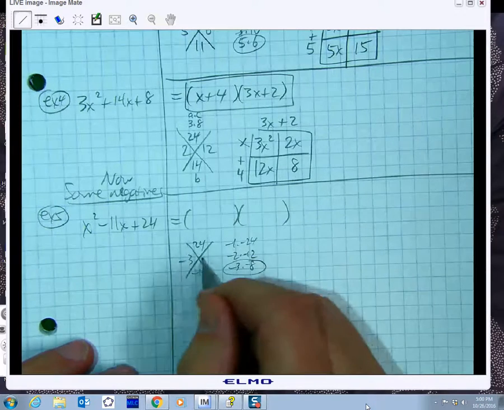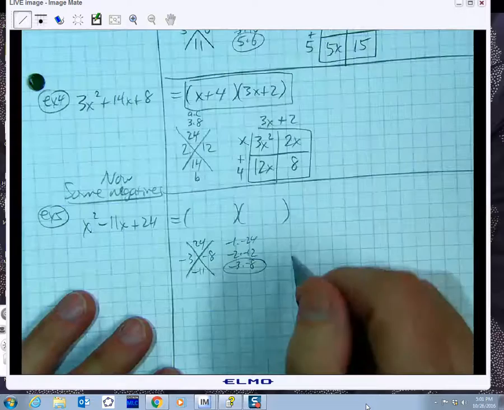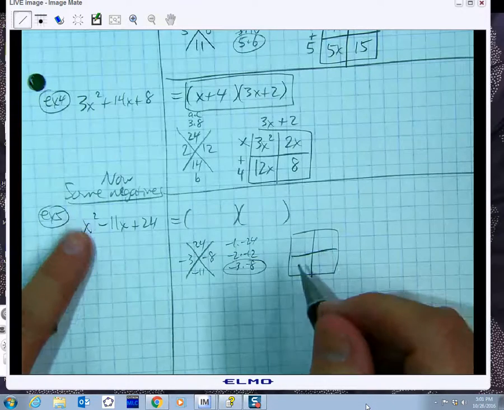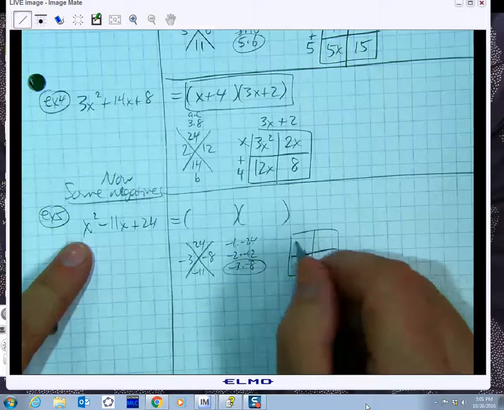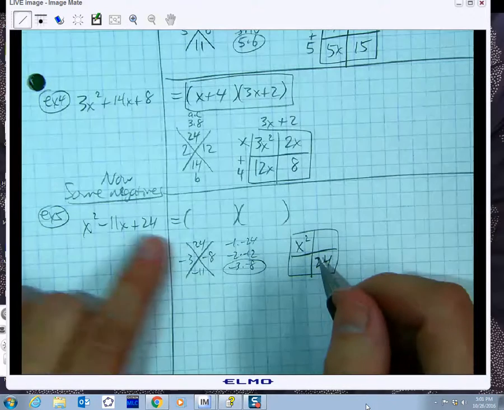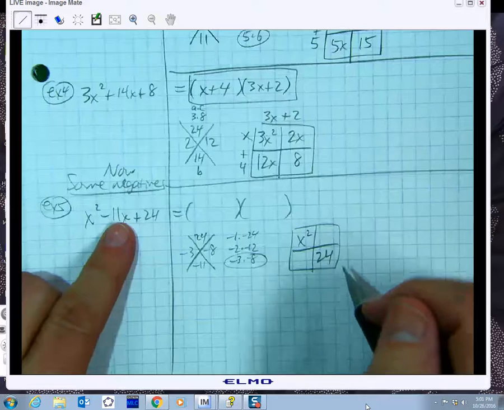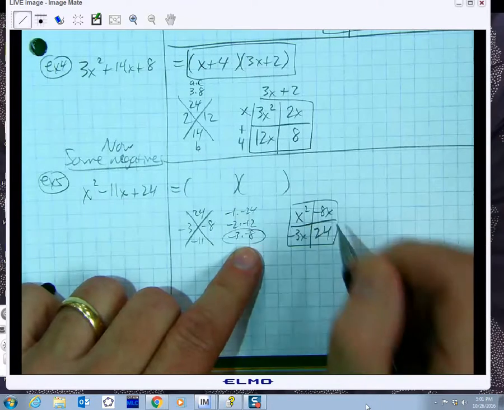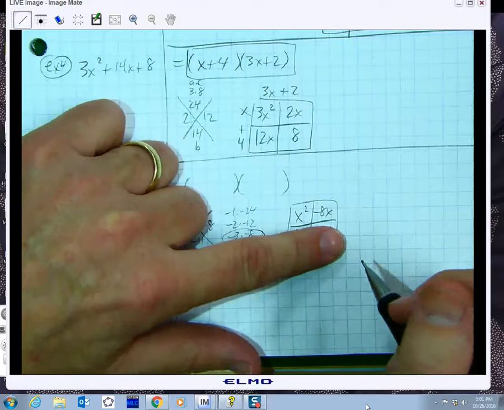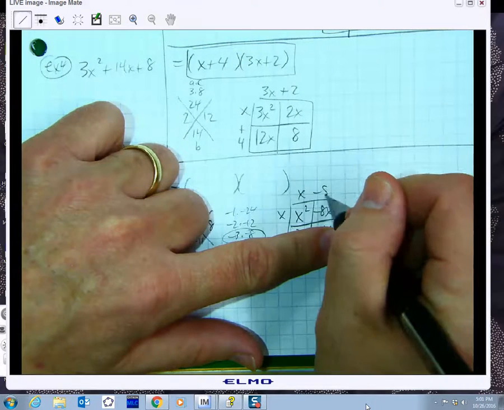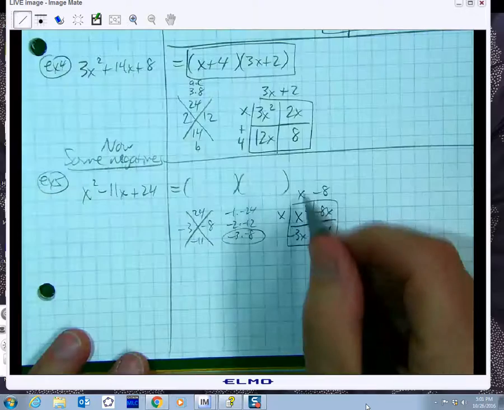Now it turns out you don't really need the box technique for these guys when there's a 1 out front. That's another reason we love the mother function shape. You'll see why in just a second. So let's break the negative 11x down into a negative 3x and a negative 8x. So now if you factor the first row, you can factor out an x, and that leaves an x minus 8. And then x times negative 3 will get you a negative 3x.